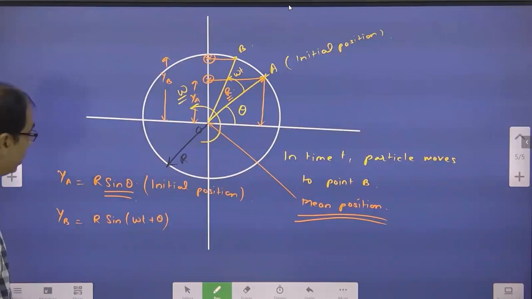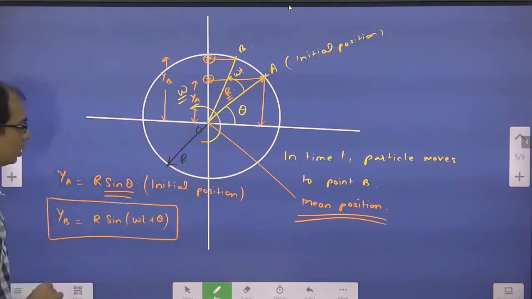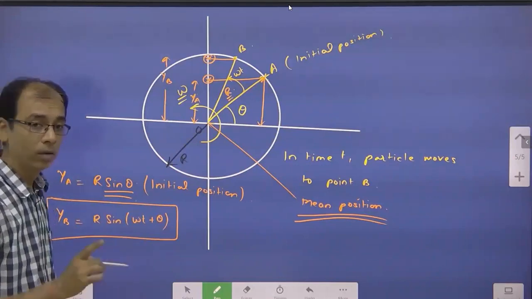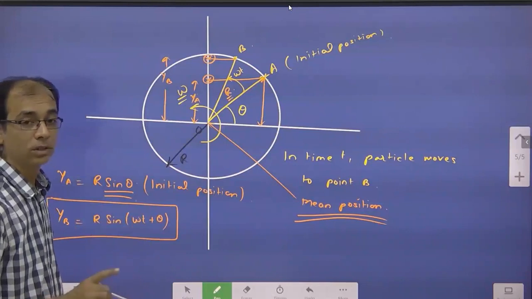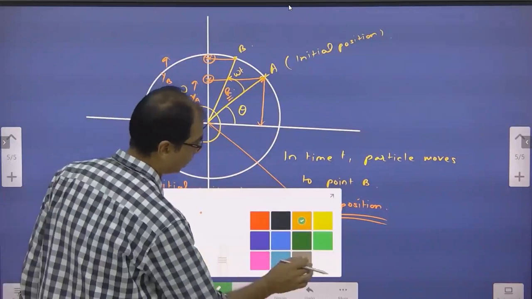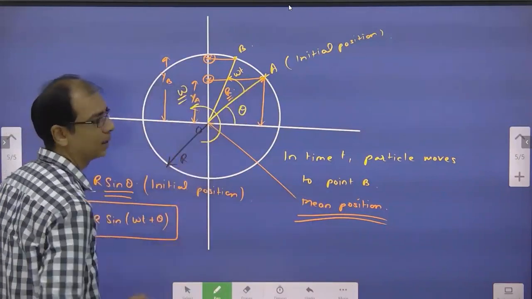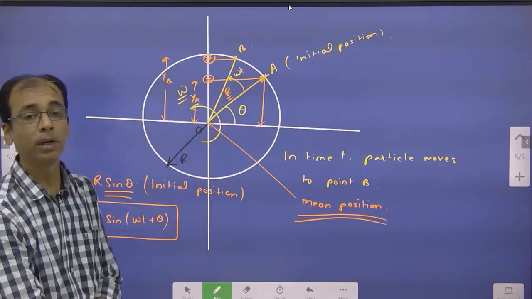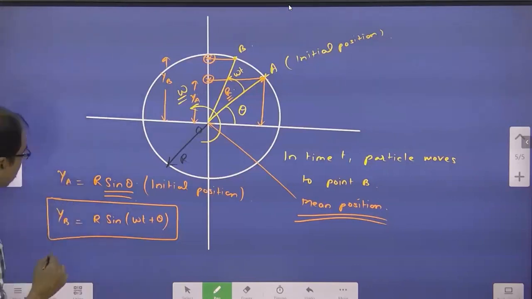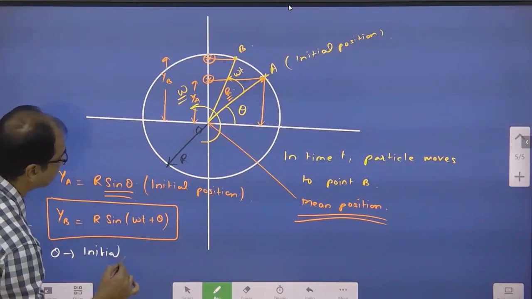Now in this equation, in this YB, what is theta? Theta is called the initial angular position, or theta is called the initial phase. Remember that these are the terms we use in SHM. Theta is actually the initial angular position of the particle doing circular motion, but in SHM, we call it the phase. So theta is the initial phase of the particle.